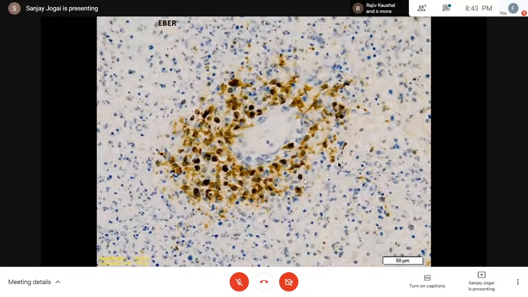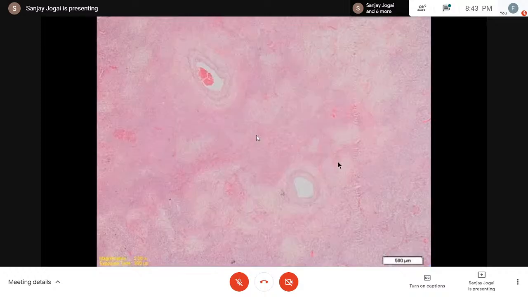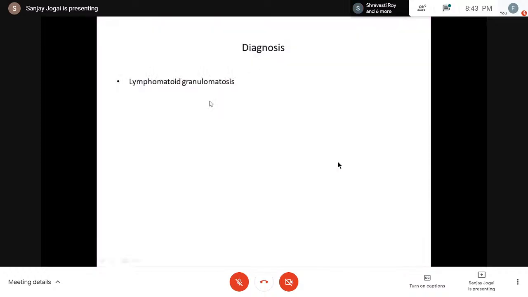So basically, if you go back to the history, this was a patient with myasthenia gravis and chronic renal disease. So that's the background here. And that led to this disease. And again, we have an example of lymphomatoid granulomatosis.